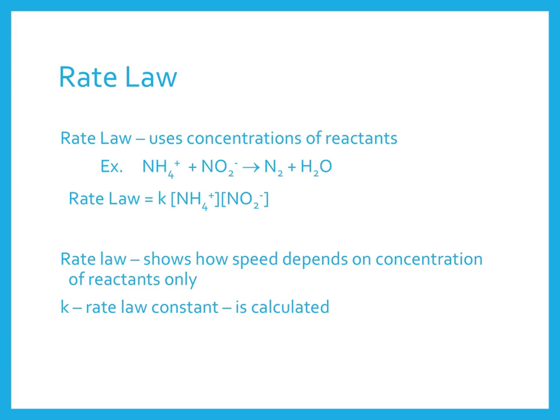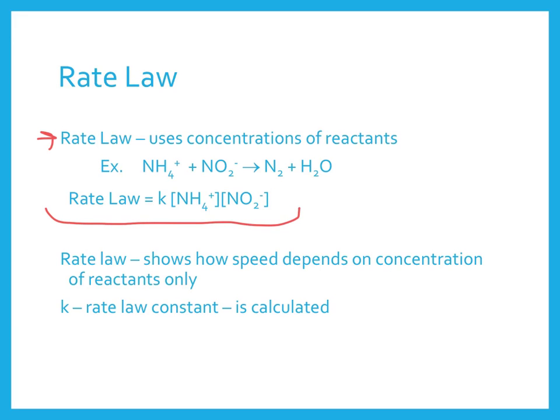So the ultimate goal is to write a rate law. A rate law is an expression that allows you to see the effect of each reactant on how fast the reaction goes. It is going to list the reactants, and we're going to be able to substitute in values and solve for pieces. The rate law example I have here is NH4 ion plus NO2 ion makes N2 and water, and the rate law for this reaction is shown here.